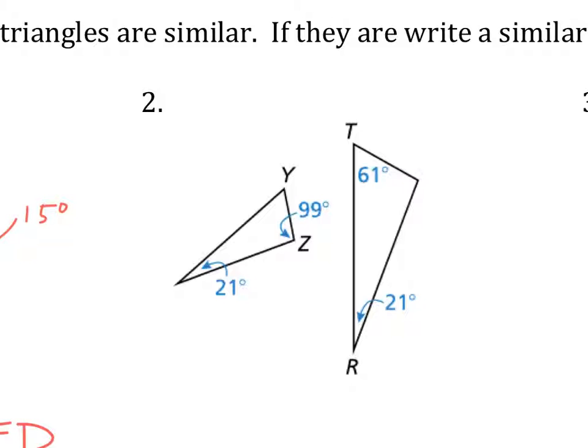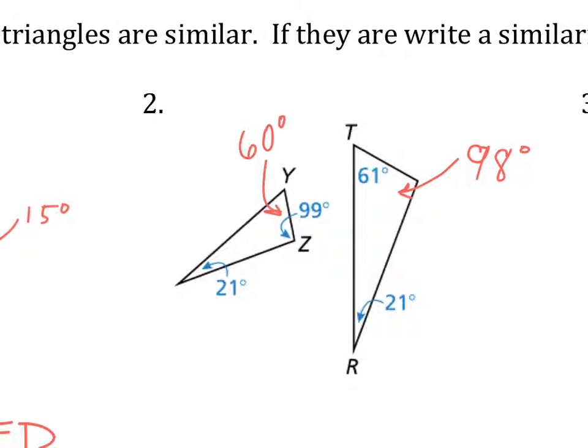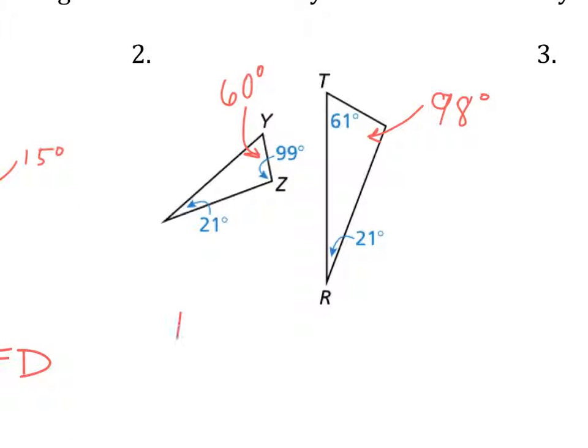Cooper, what's angle Y? It is 60. And we also need this angle, it doesn't have a name. Anybody have that? 98. So you have one angle congruent. You have that they both have 21, but you don't have two. So these are not similar. You do not have enough information. Bummer.